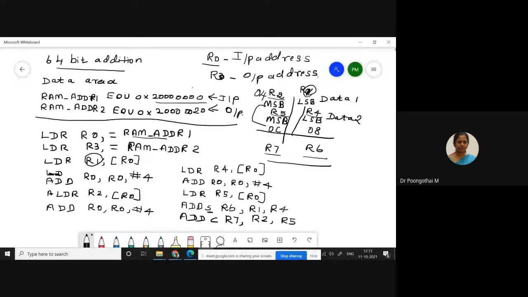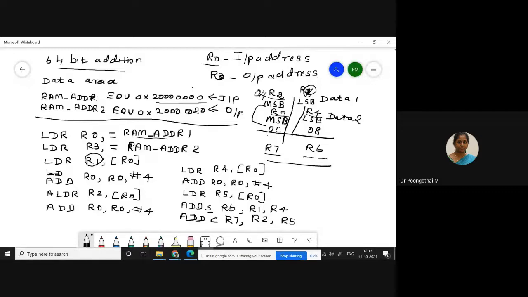So ADC R7, comma, R2, comma, R5. So these two MSWs, that is R2 and R5, contents get added and the result will be transferred to R7.